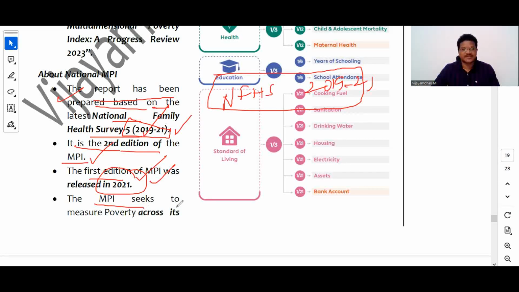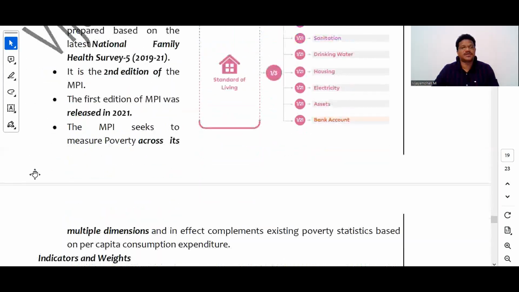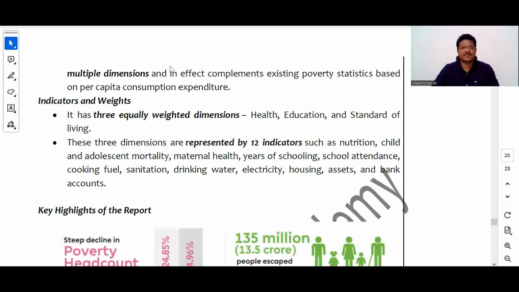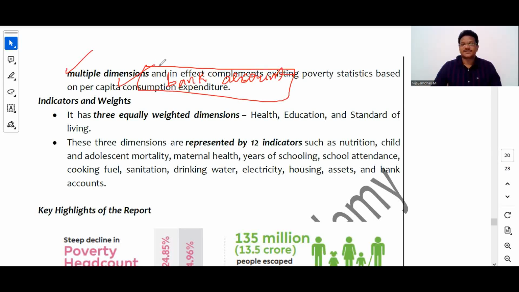So the Multidimensional Poverty Index seeks to measure poverty across its multiple dimensions. As I already told you, it is based on the deprivations on multiple dimensions and multiple counts, and how much an average citizen is facing deprivation in his day-to-day life, whether it is related to accessing clean water, sanitation related issues, nutrition related issues, assets related issues, and even a bank account, whether a particular person has a bank account, right? So all these are considered for calculation of the multidimensional poverty index.